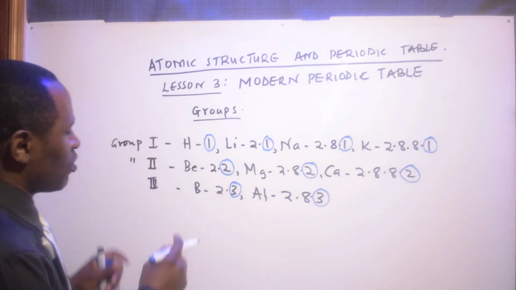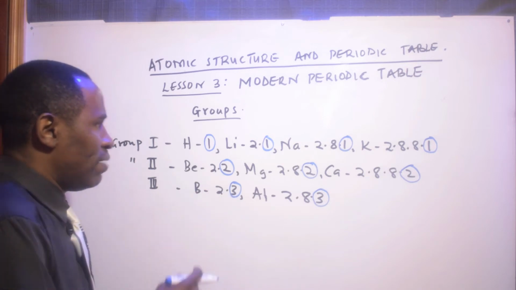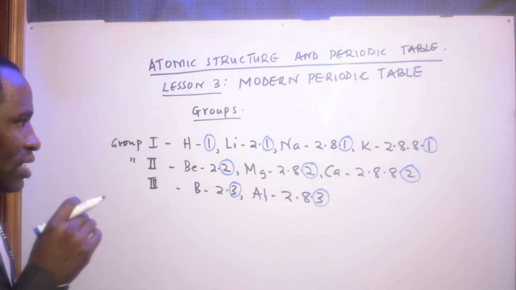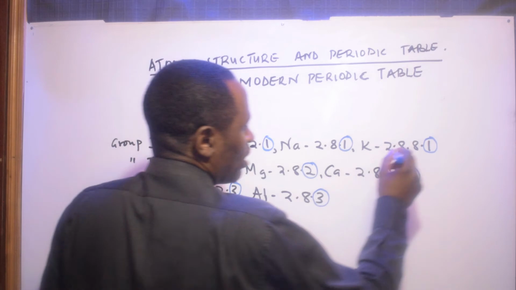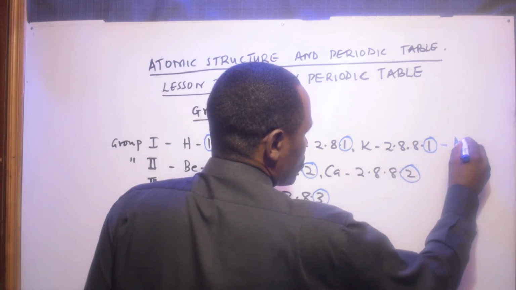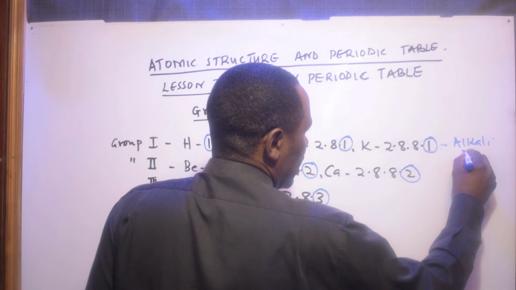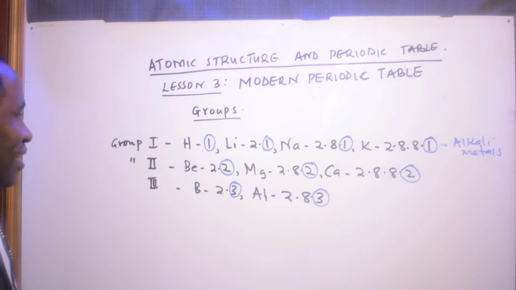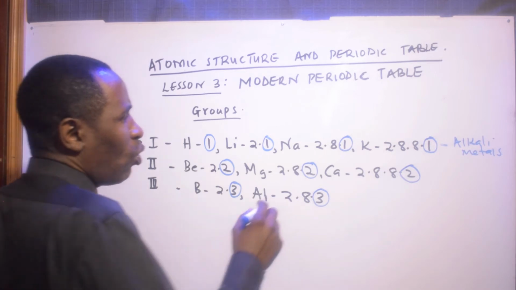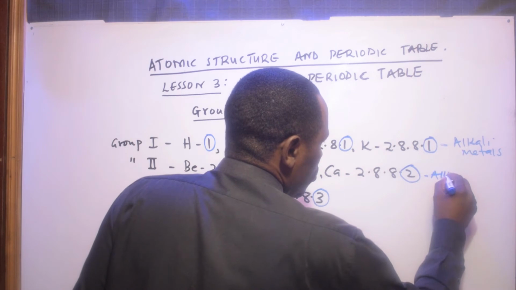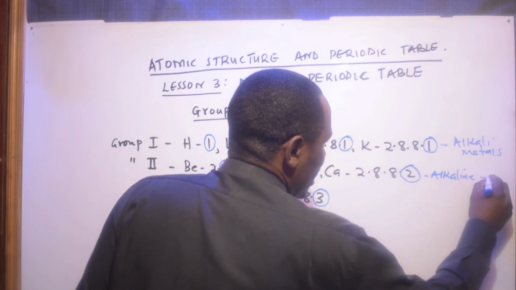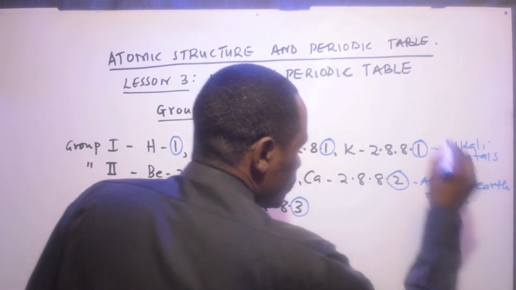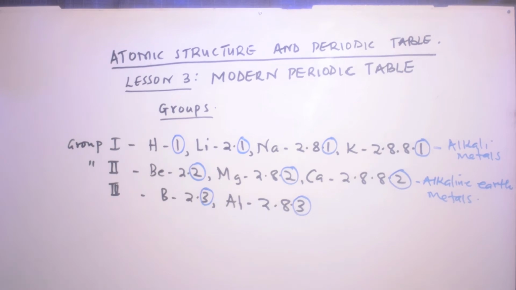So basically, this is about the group. Some of these groups are given special names. The group 1 elements we are going to call alkali metals. Group 2 elements will be called alkaline earth metals.